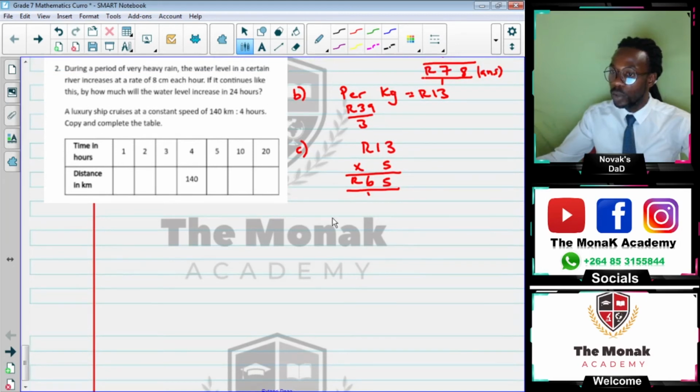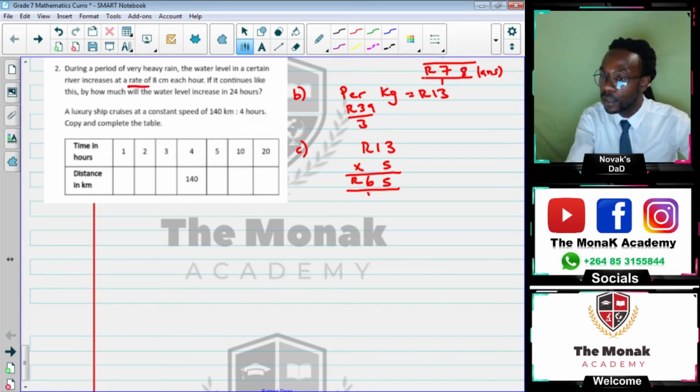It says, during a period of very heavy rain, the water level in a certain river increases at a rate of 8 centimeters each hour. So there is the rate. We know that it's 8 centimeters for every 1 hour. Each means 1 hour. 8 centimeters for each 1 hour.